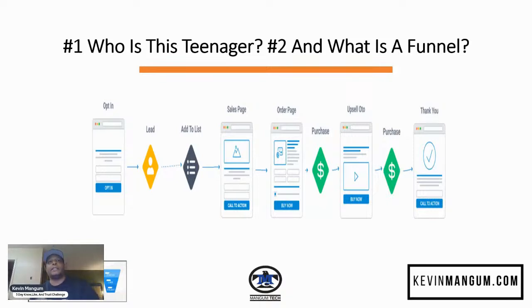So basically, this is the structure of a funnel. It starts out with an opt-in page. That's going to be the first page that your customer is going to see. Once they put in their name and their email address or phone number, whatever you ask for, it's going to turn them into a lead, and from that lead, it's going to put them into a contact list. Once they submit their name and email, it's going to take them to your sales page. And from here, you'll be able to sell your product or service.